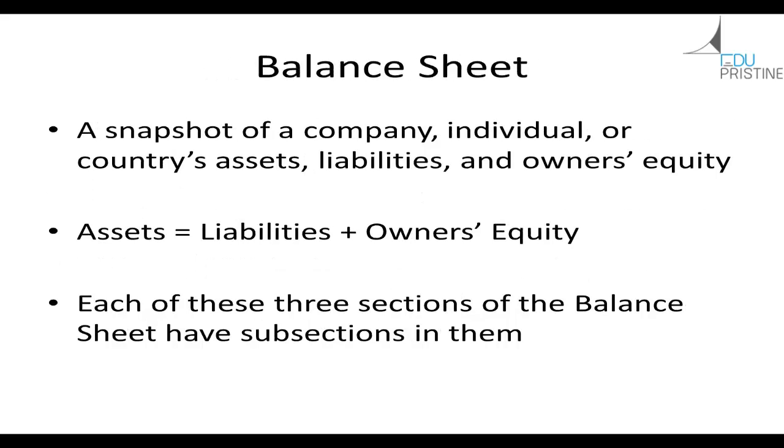So, as what we know so far, a balance sheet is just a snapshot. When you're looking at a company's balance sheet, it is at a point in time, a snapshot of a company, individual, or country's assets, liabilities, and owner's equity. And as the definition goes right here, assets equal liabilities plus owner's equity. Finally, each of these three sections, the assets, liabilities, and owner's equity, have subsections within them, which I'll get into in the next slide.